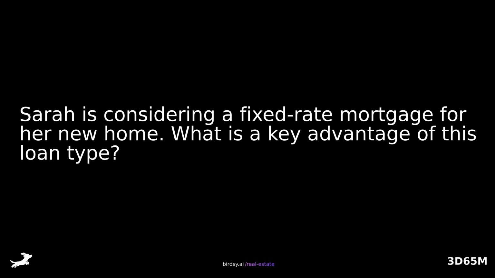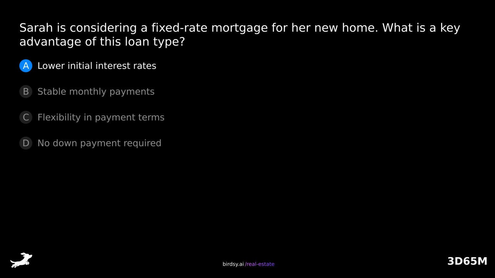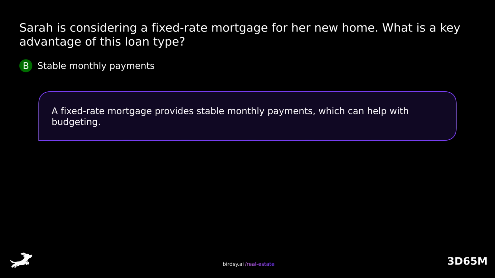Sarah is considering a fixed-rate mortgage for her new home. What is a key advantage of this loan type? Is it A, lower initial interest rates, B, stable monthly payments, C, flexibility in payment terms, or D, no down payment required? The answer is B, stable monthly payments. A fixed-rate mortgage provides stable monthly payments, which can help with budgeting.